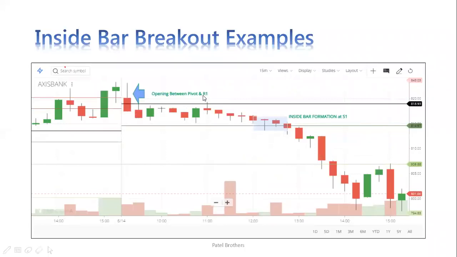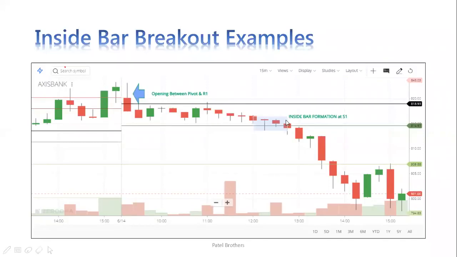So here the opening level was between pivot and R1. You can see that the opening level was pivot and R1. So Axis Bank, Reliance and HDFC. These three are my best. I love those three stocks. So most of my examples will be in those three stocks only. So the opening is between pivot and R1.